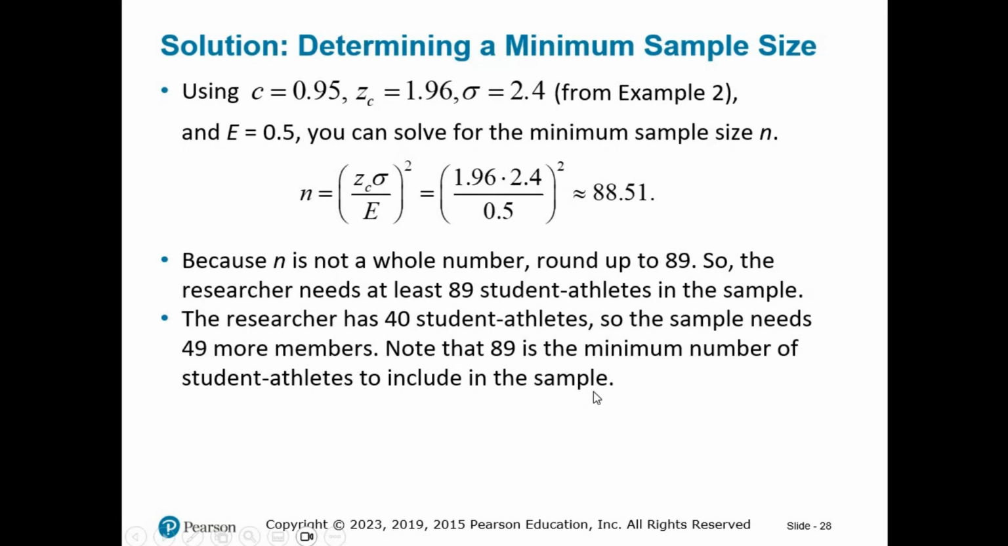And to come to a practical solution, relate this to the problem at hand. We know the original researcher has 40 student athletes, so the sample needs 49 more members. 89 is the minimum number to include in the sample.